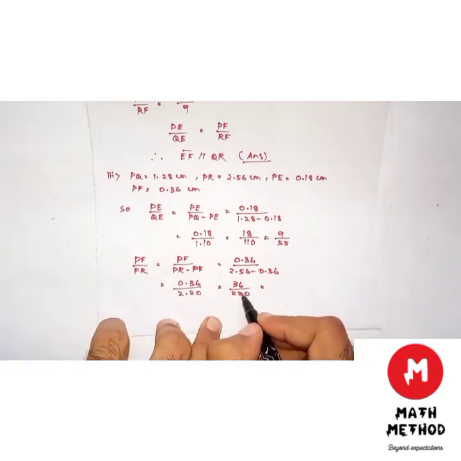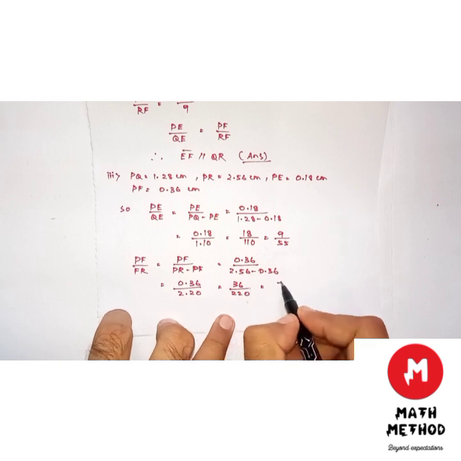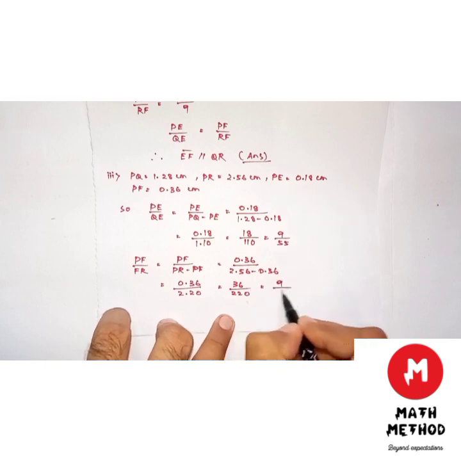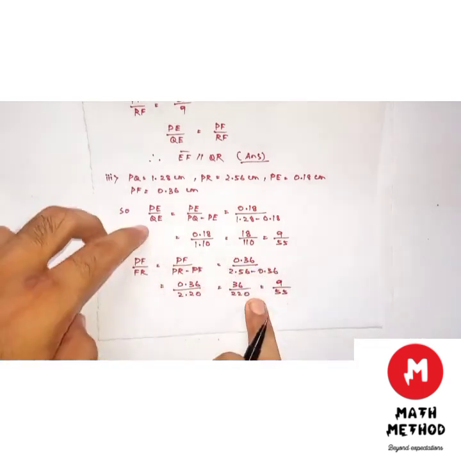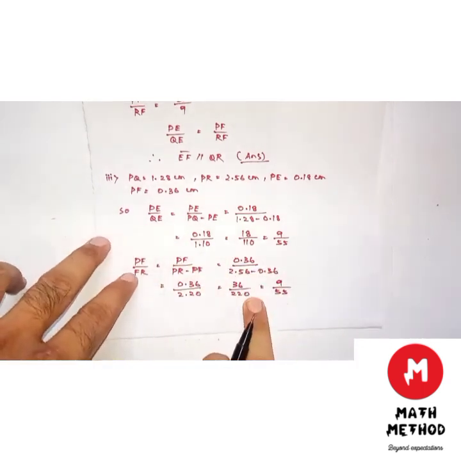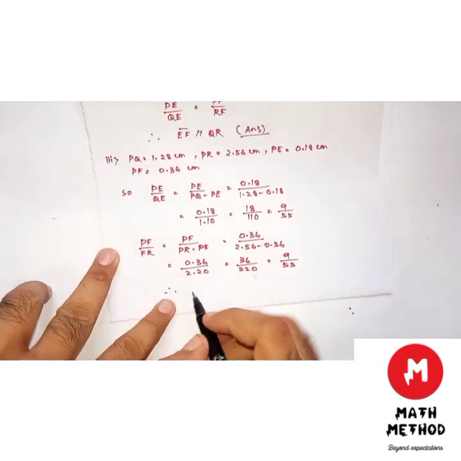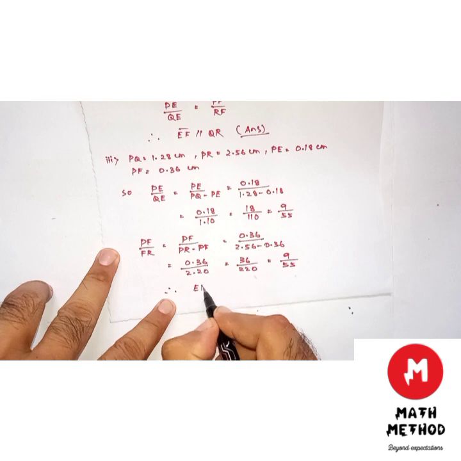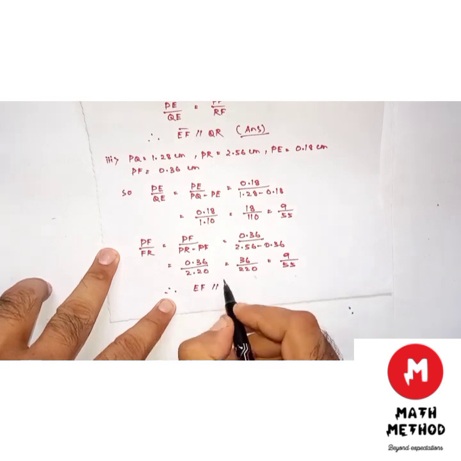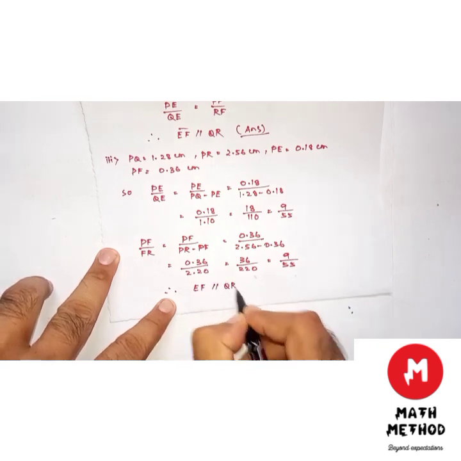Divide both numerator and denominator by 4. 4 9s are 36 upon 4 55s. Here PE upon QE is equal to PF upon FR. Therefore EF is parallel with QR. Clear? This is our answer.